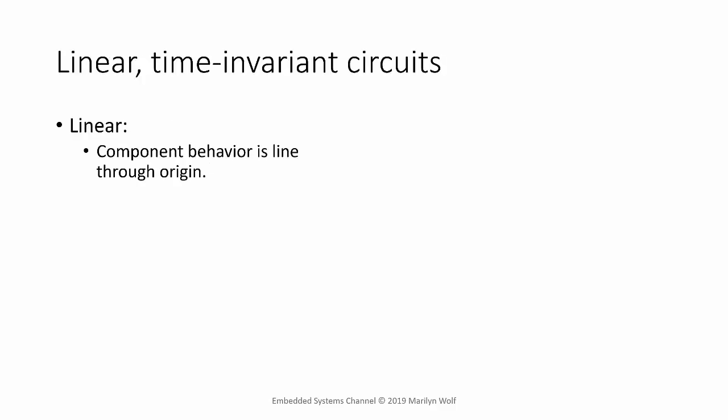An important set of properties for circuits is linear time invariance. Linearity means that the component behavior is a line through the origin. The fact that the line goes through the origin is very important. A line that intersected the vertical axis at some other point would not give us the properties that we need. Resistance, capacitance, and inductance all satisfy linearity, at least in their ideal forms. The slope of this curve gives us, in this case, the resistance.